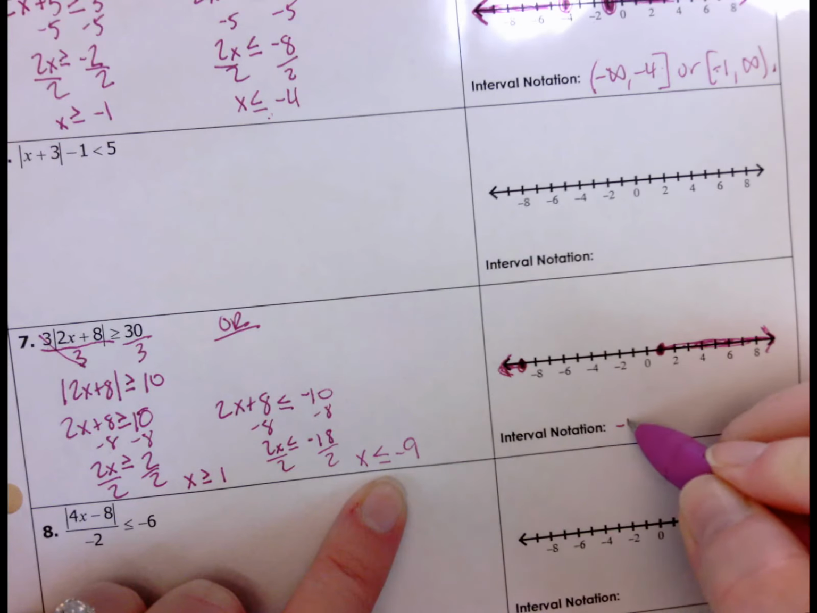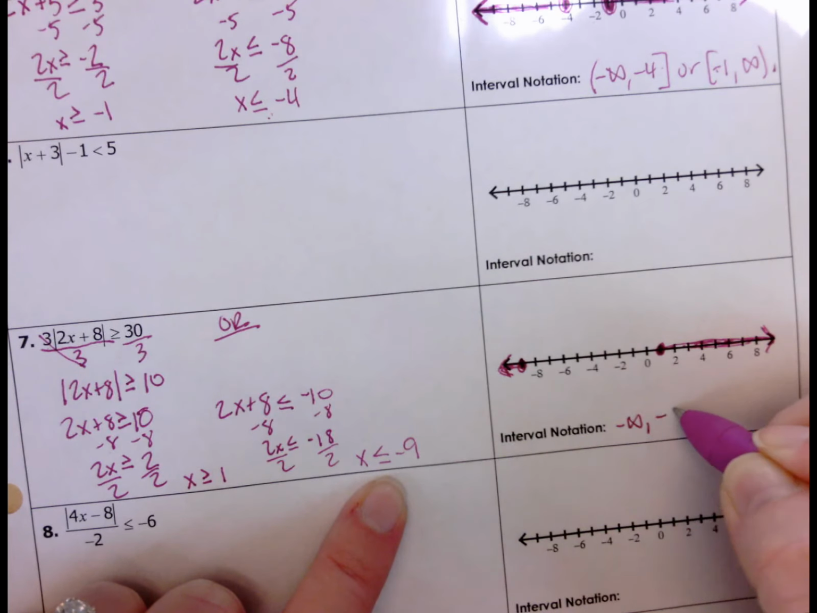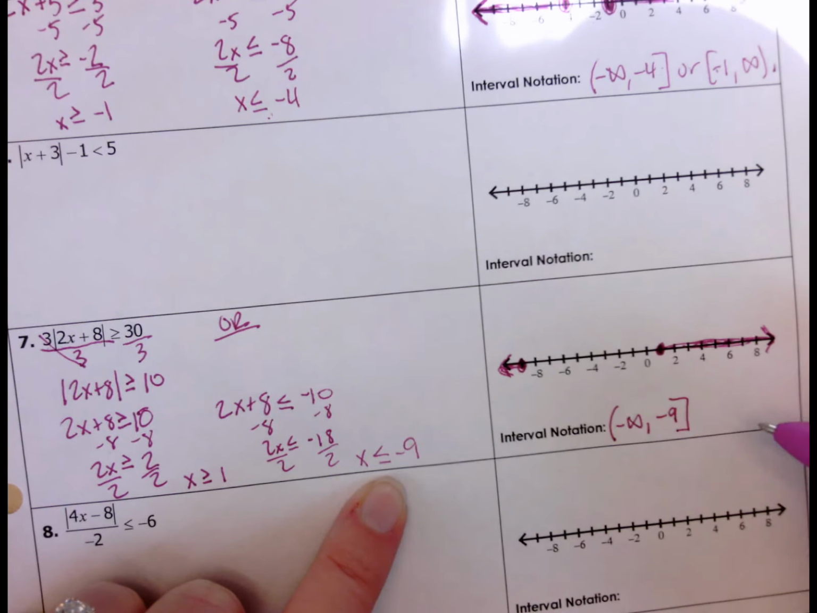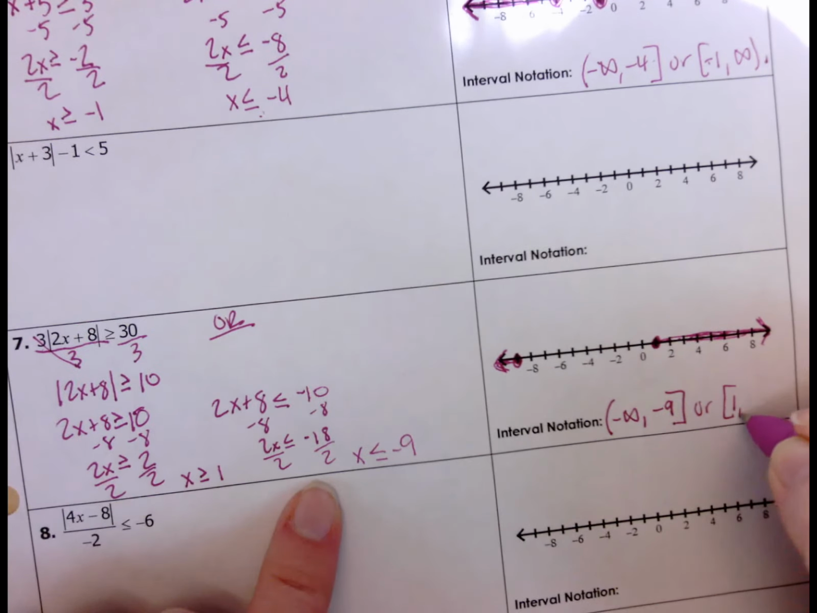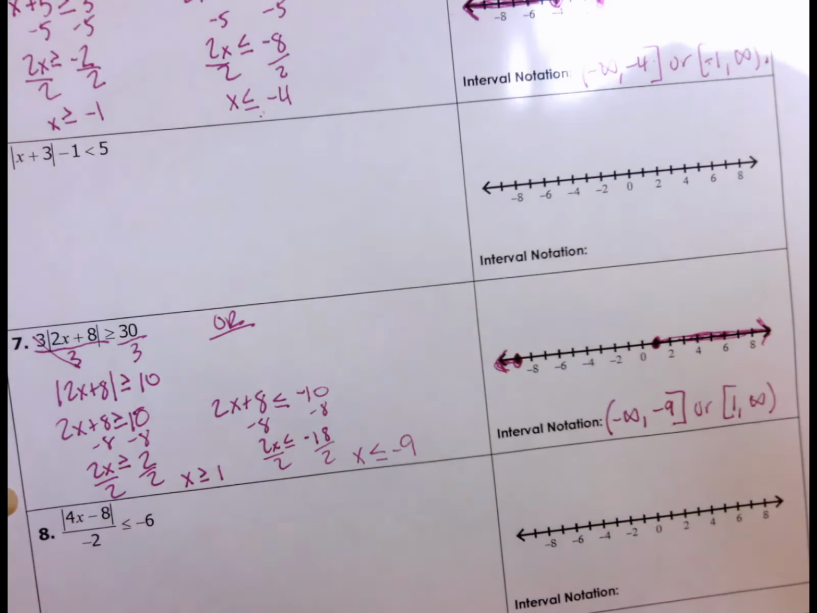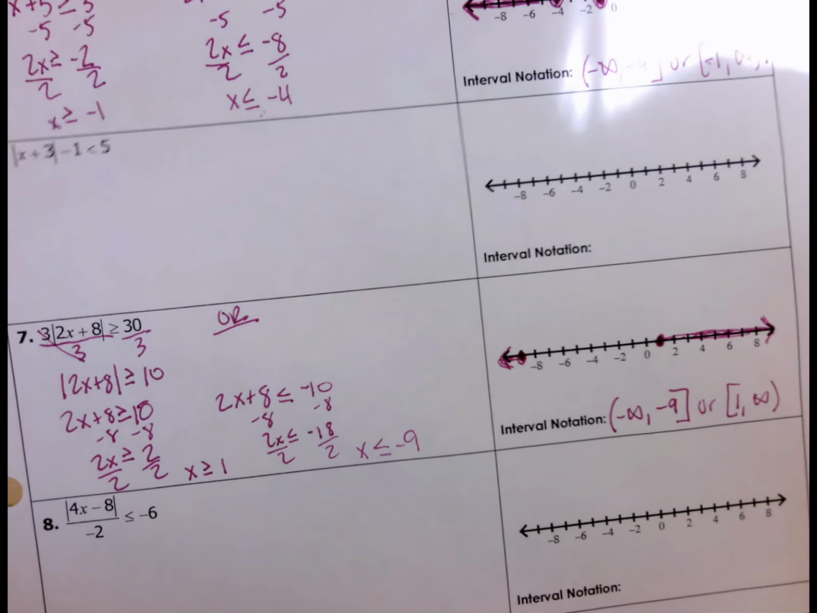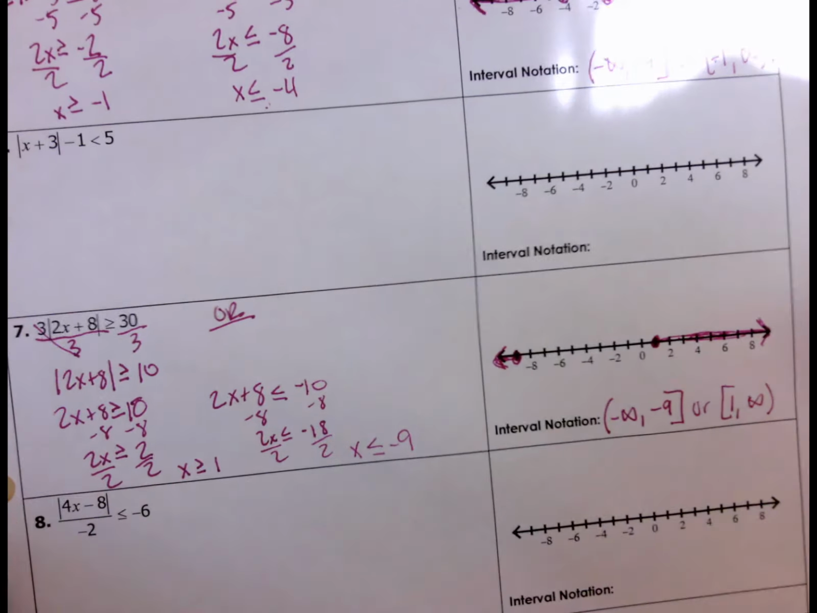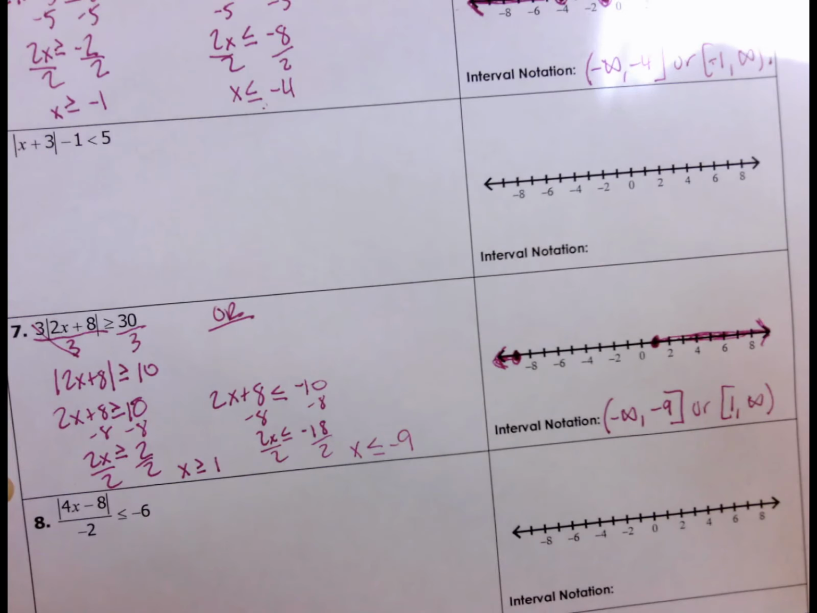So from -infinity to -9, infinity has parentheses, -9 has a bracket, or from 1, and remember again bracket on that 1, to infinity, and the parentheses on the infinity. Okay, so same steps, very similar to doing absolute value equations.